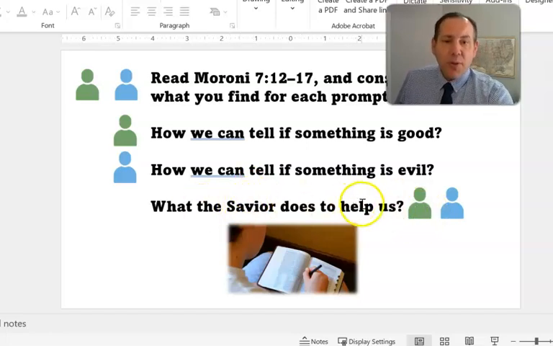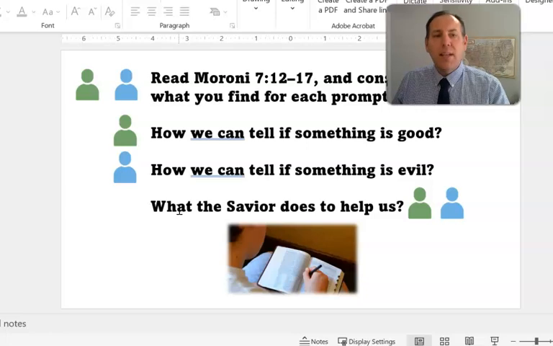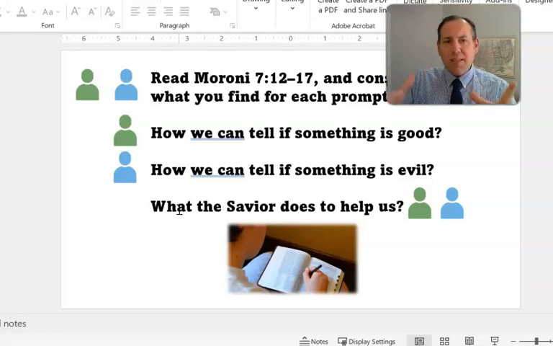And we're going to ask what the Savior does to help us to be able to know good from evil. So again, the advantage here is we're going to have every student looking for something, every student reading. This is a more active type of way to approach gospel learning. And again, after they're done with their partner work, you then as the teacher can say, what did you find? Is there a verse that really had the answer to green and blue? What verse is that?